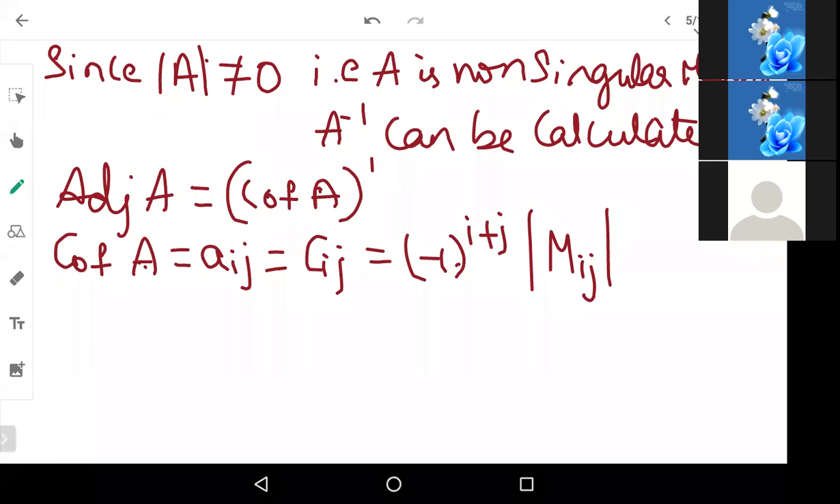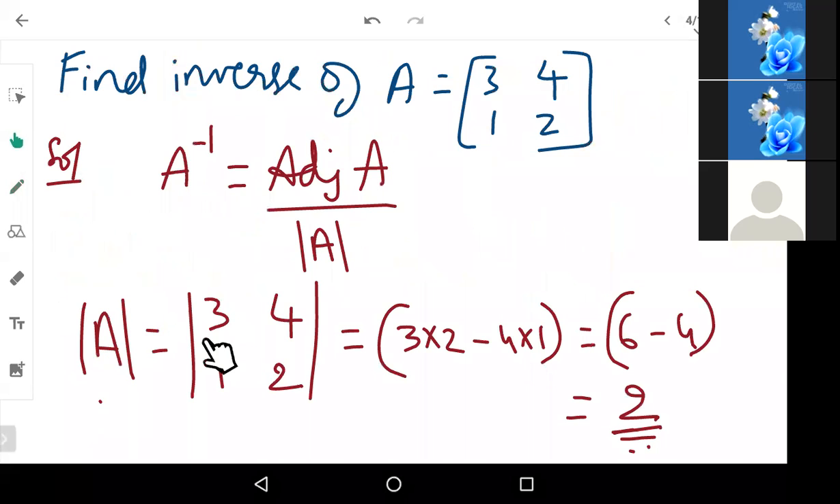So let's start. We'll change the color here. So cofactor of, what is the first element in the matrix? 3, right? So cofactor of 3. What is the minor of 3 here? 2. Everybody is clear with the minor? The minor of 3 is 2. Good. Now let us start.